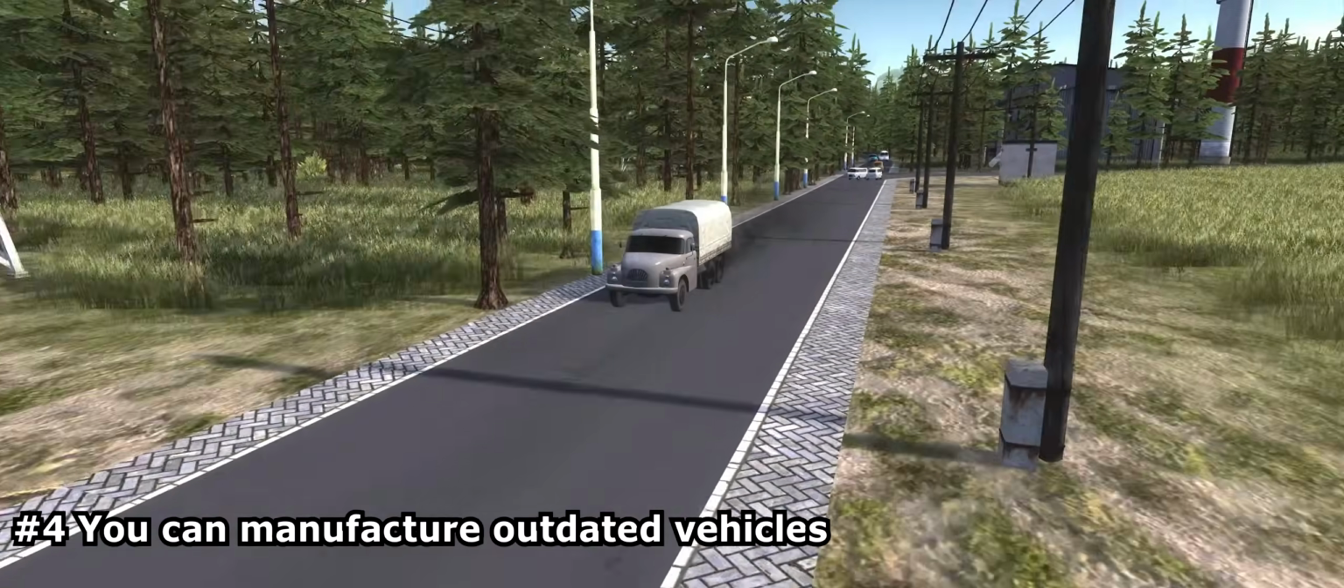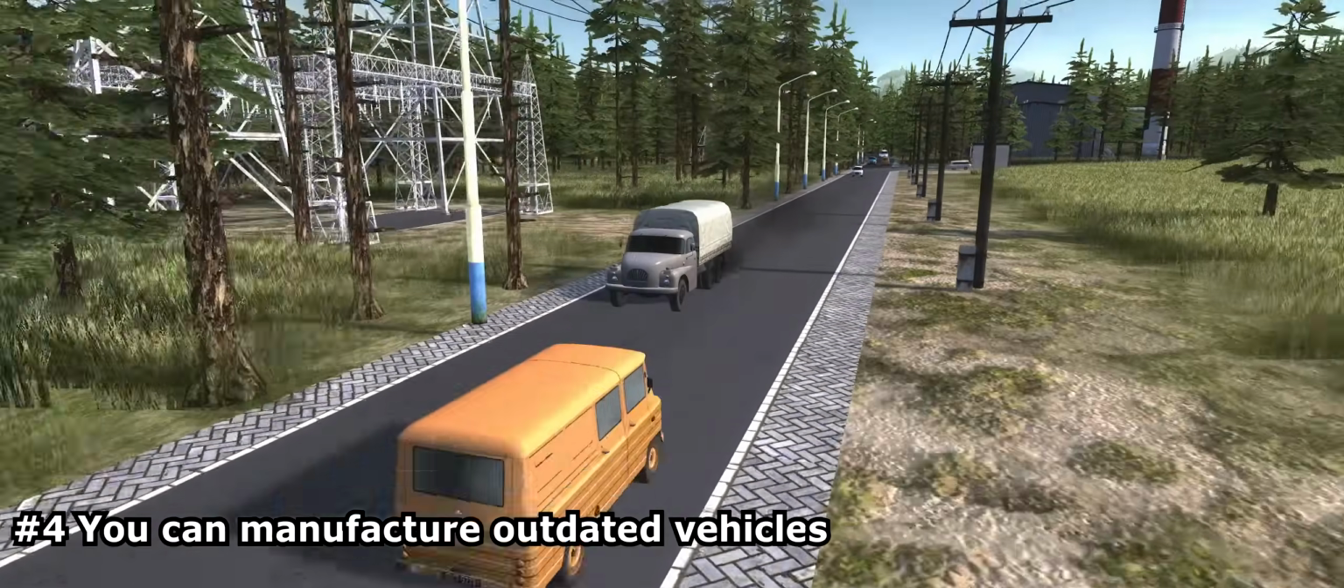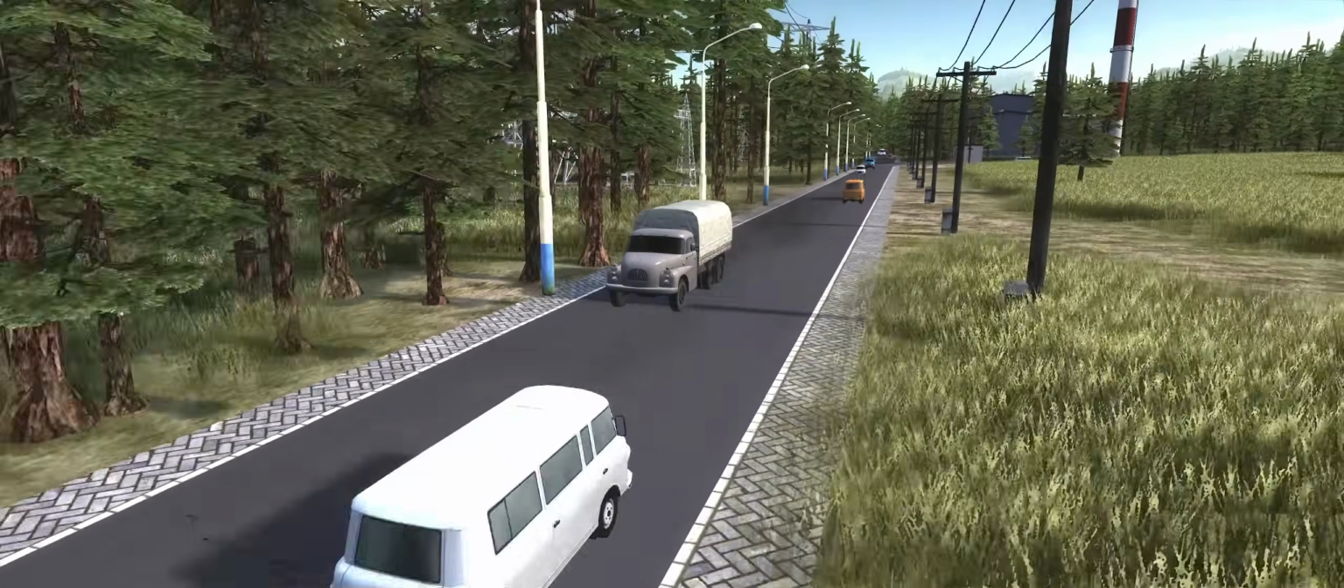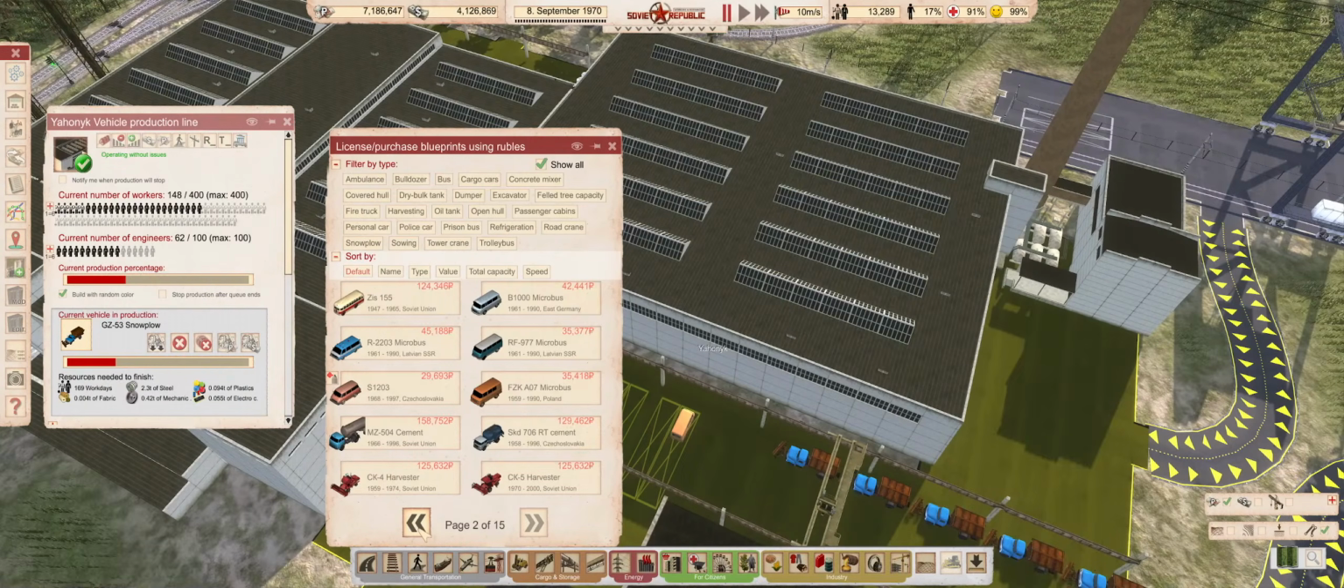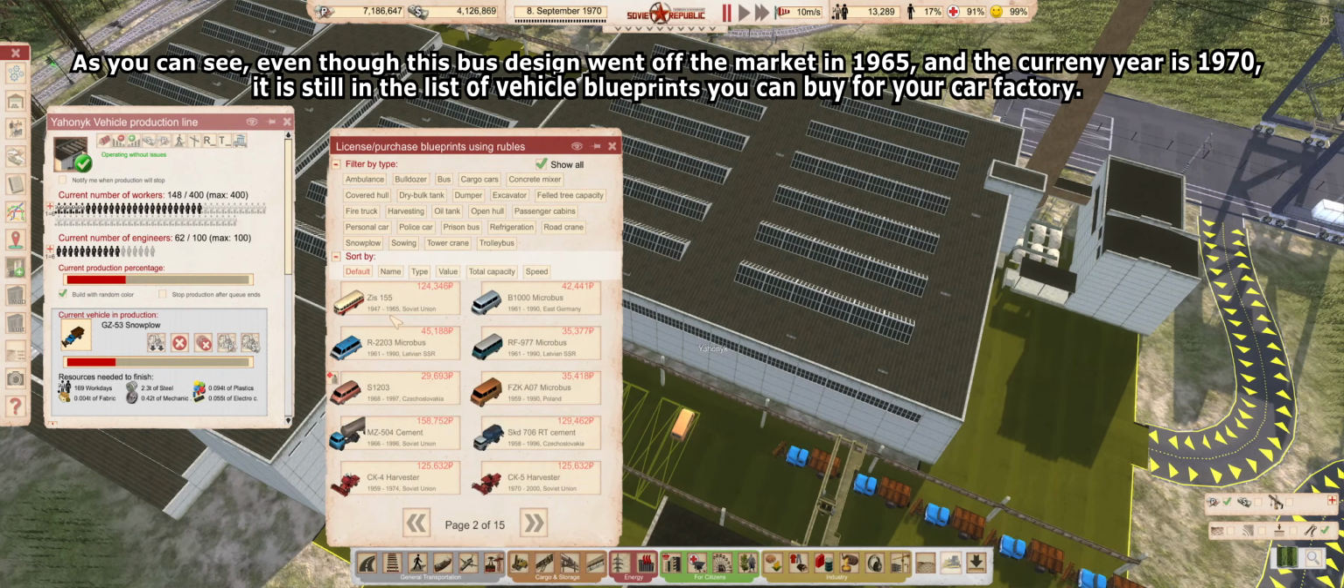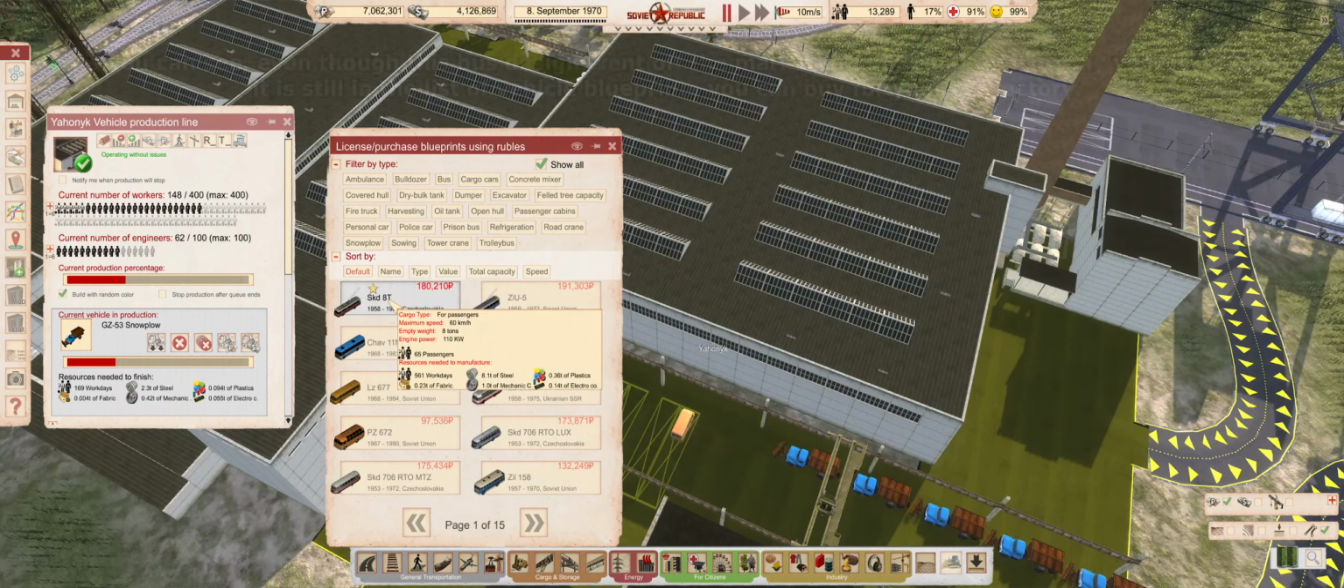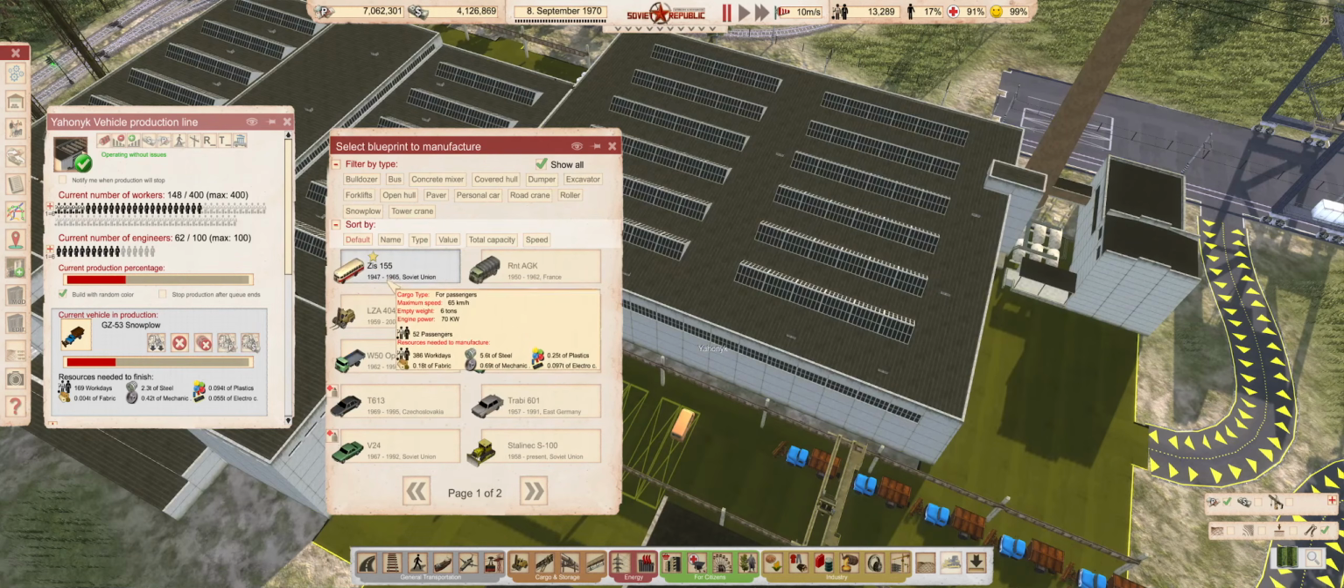Number 4. You can manufacture outdated vehicles. If you like to use a particular truck, maybe for its looks or very specific characteristics, but it is no longer available for purchase, you can still make it yourself. When buying blueprints for vehicles, all previous models are up for purchase, even the outdated ones. So don't feel sad if your favorite old clunker is no longer purchasable. Just make it yourself.